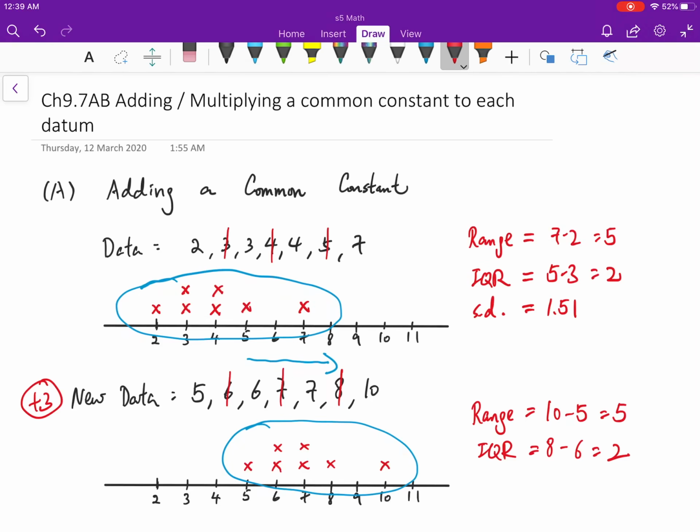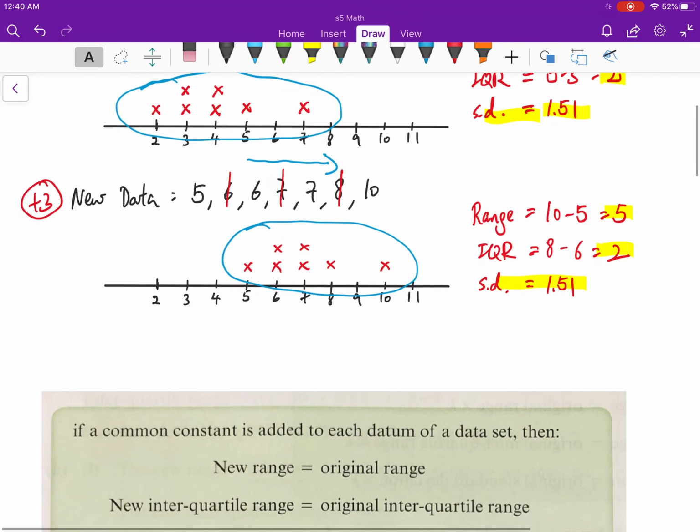So range is 10 minus 5, which is 5. IQR is, again, you get 8 and 6, so you get 2 for the IQR. And SD, from the calculator again, you get 1.51. So you may see that this data is actually the same as this data.